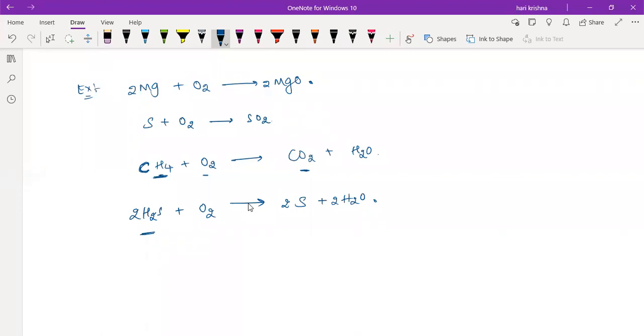So in this case, what is happening in this example? From the sulfur, hydrogens are removing. So removal of hydrogen also comes under the oxidation only. Understanding? So these are the two examples for the removal of hydrogen and these two are the examples for the adding of oxygen.